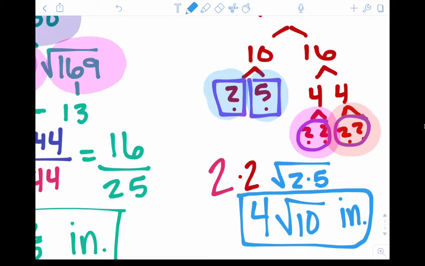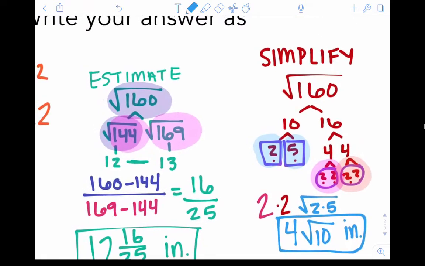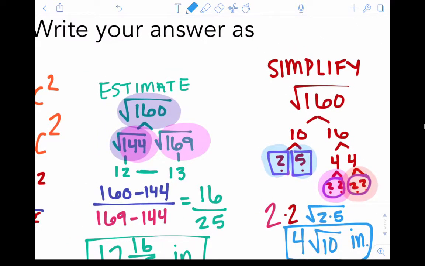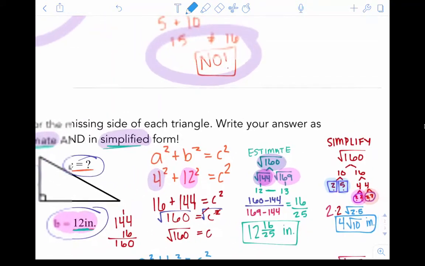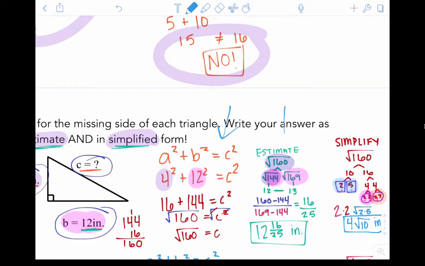When you do these problems, I want to see multiple things. I want to see your work. I want to see it estimated, and I want to see it simplified. So your work, estimated, and simplified. Once you have all of these things, then you will move on to the next problem.